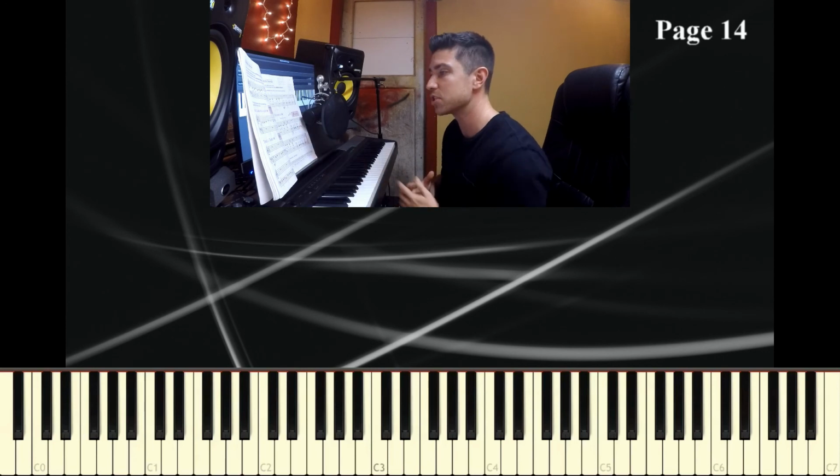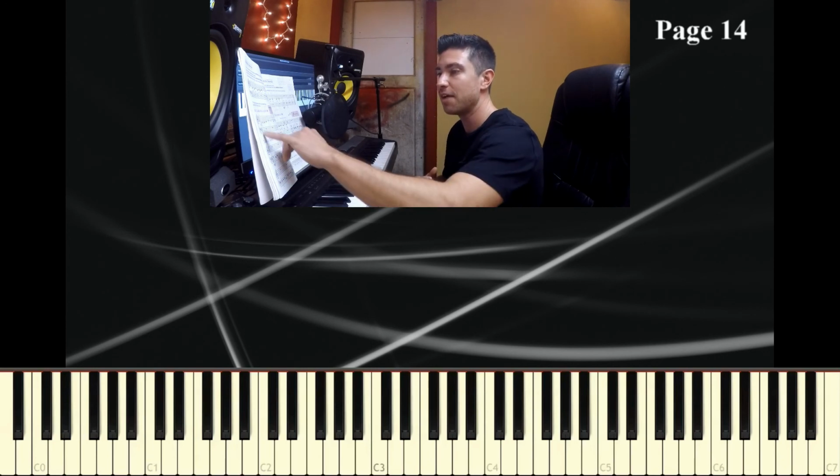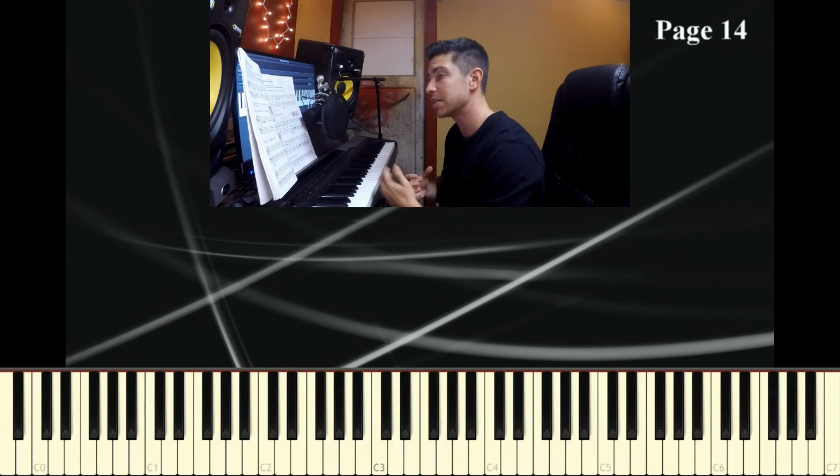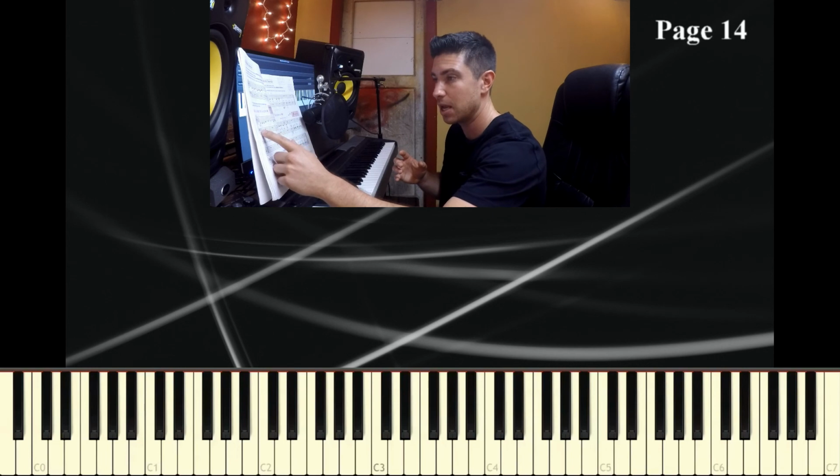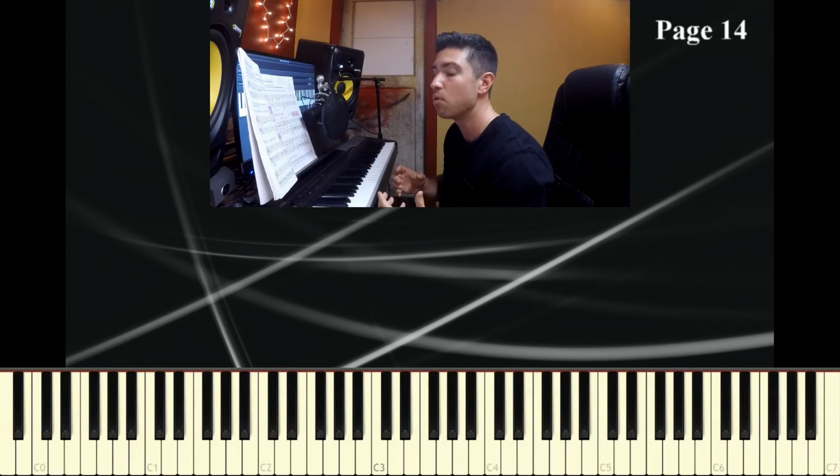So let me play through this one. As you can see, in the left hand there are whole rests throughout the entire piece, and then there are double dots at the end. So we are going to have to go back to the beginning of the piece and play it one more time through.